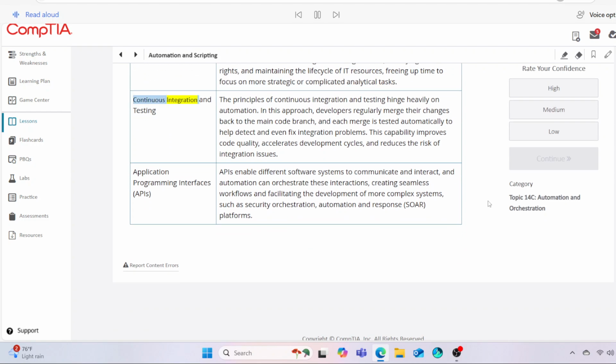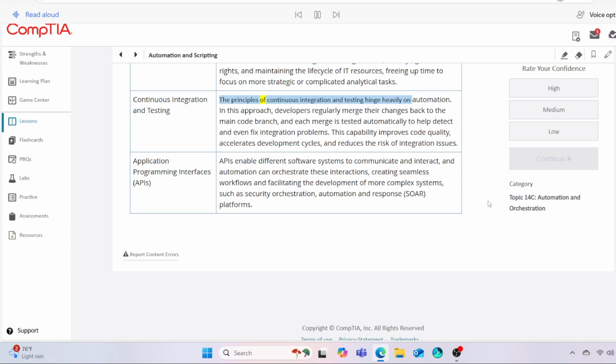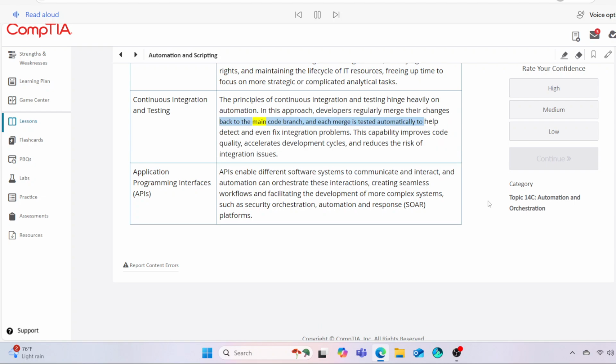Continuous integration and testing. The principles of continuous integration and testing hinge heavily on automation. In this approach, developers regularly merge their changes back to the main code branch, and each merge is tested automatically to help detect and even fix integration problems. This capability improves code quality, accelerates development cycles, and reduces the risk of integration issues.